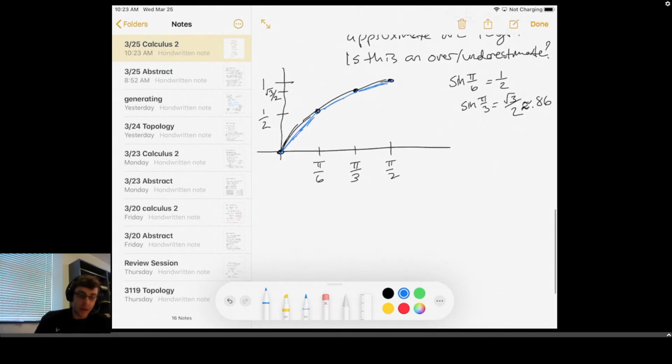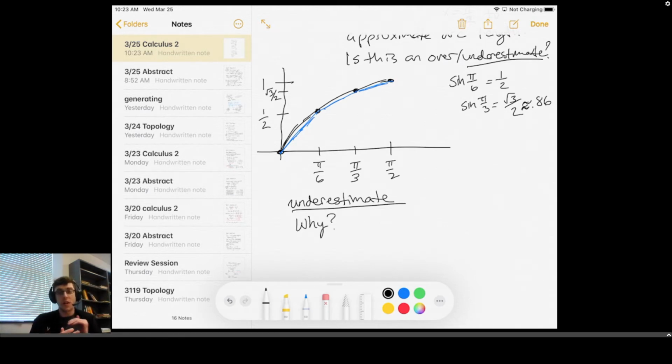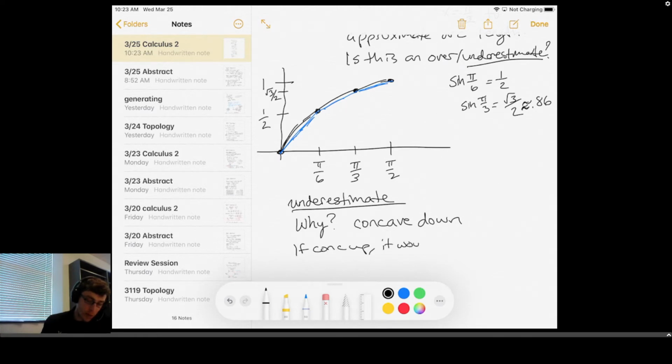And so we see that this is definitely an underestimate. What property of the graph is making sure that this is an underestimate? Obviously you can just draw this, but what do you think in general? If I know my function f is blank, or its graph is blank, then it's going to be an underestimate. Yep, concave down. Good. So that's what you're looking for there. If concave up, it would be an overestimate.